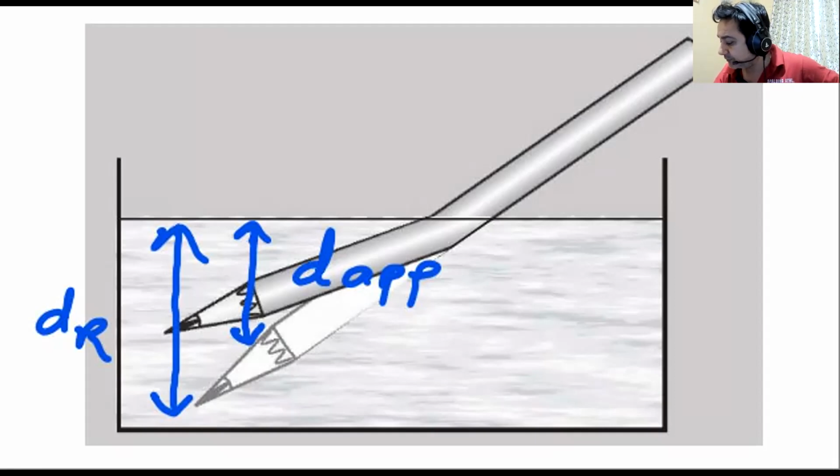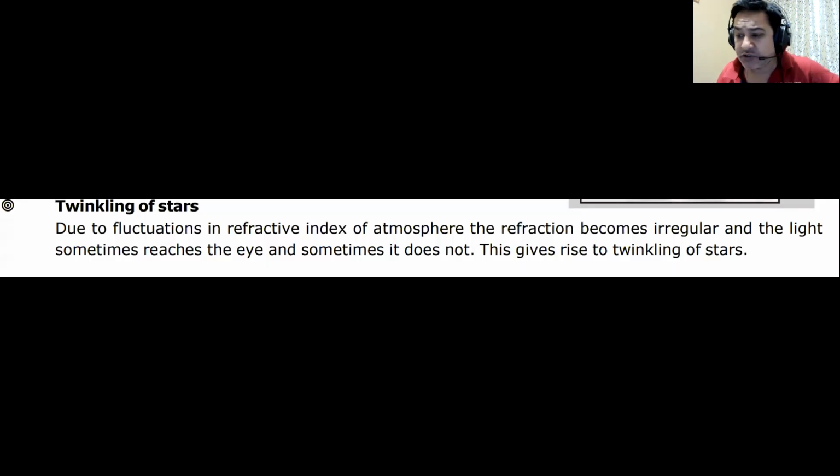The next illustration, or the next use where we see refraction coming into the picture, and you must just note it down in the sheet, is twinkling of stars due to fluctuation in the refractive index of the atmosphere. The refractive index of the atmosphere, as you go up or down, keeps on changing.